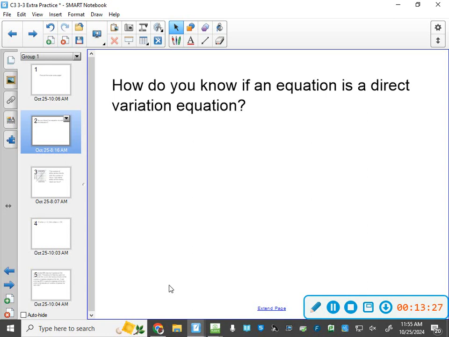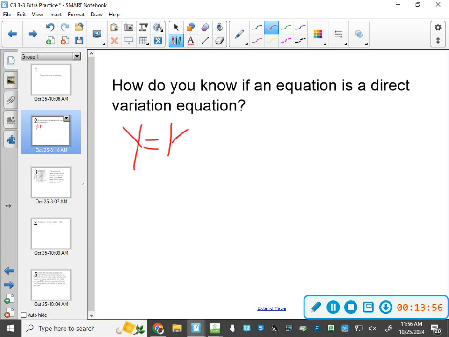So it says, how do you know if an equation is a direct variation equation? So how do you know, if you're looking at an equation, that it's a direct variation? What will it have to look like? Not what will the graph look like, or the table, what does the equation look like? If you're not sure, look at the paper right in front of you. If it's a direct variation, what does the equation have to look like? It has to look like y equals kx.